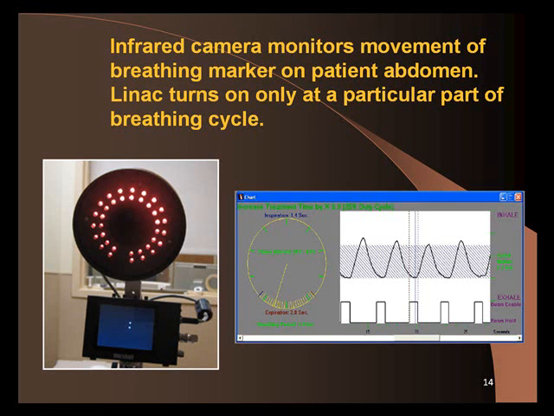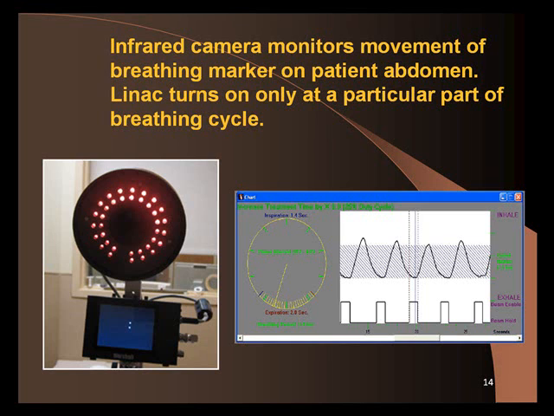And how does it know? Because it's monitoring. The linear accelerator is hooked up to one of these cameras, and it's watching that block go up and down. When that block goes down, it turns the beam on. When that block comes out of this window, it turns the beam off. That's called breath-gated radiotherapy. Okay?